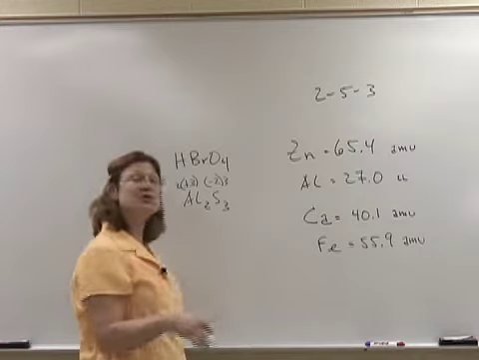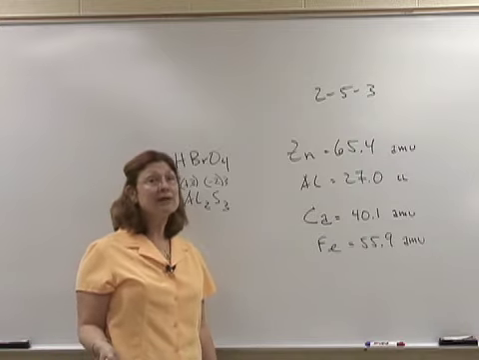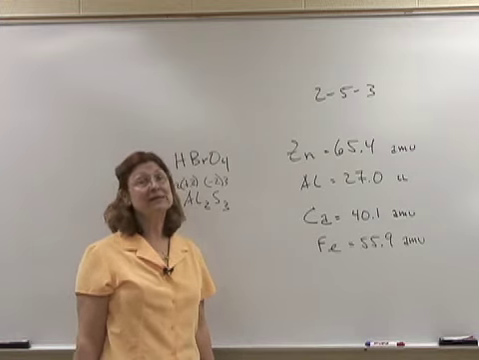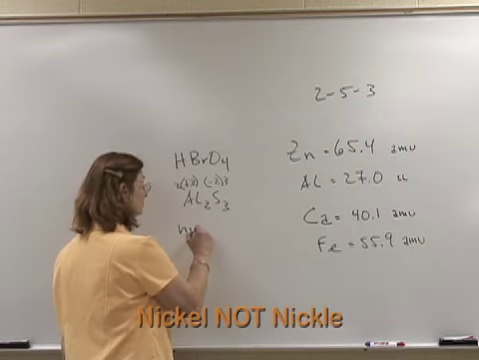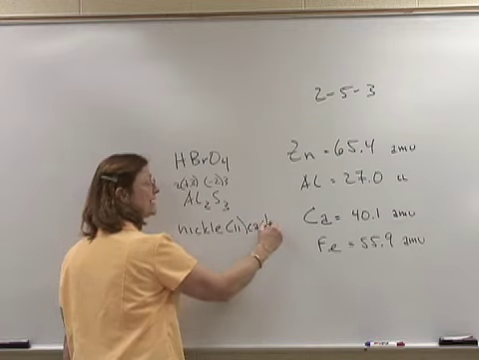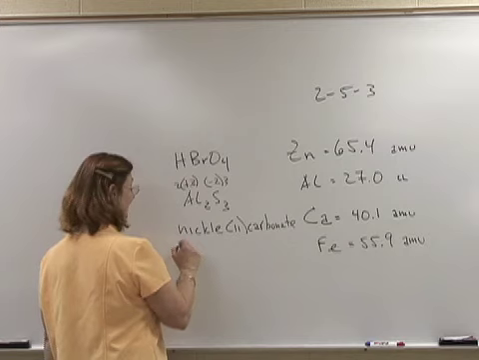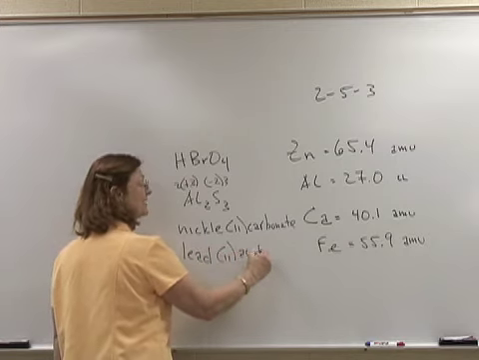Now we are going from formulas to giving the name. Now, nickel is not an alkali metal, nor is it an alkaline earth metal, and it's not one of the silly 6. So I must have a Roman numeral. And it would be nickel(II) carbonate. And the last one is lead(II) acetate.